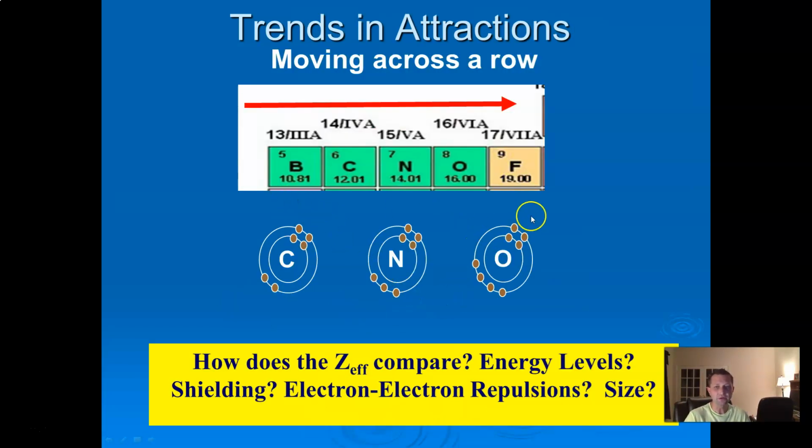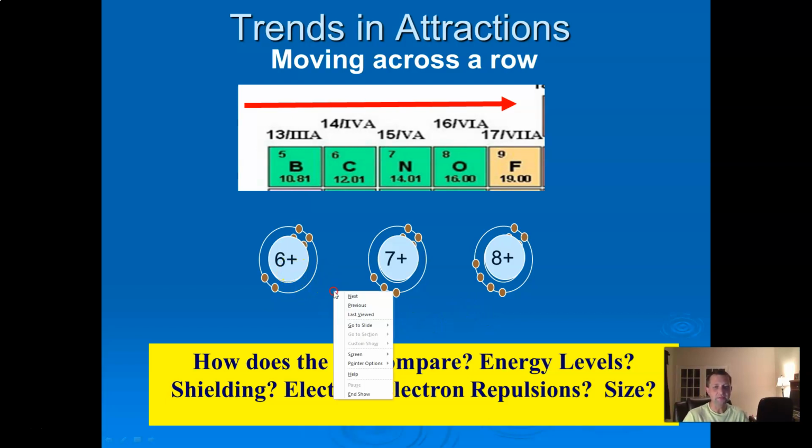Okay, so going across a row, let's take a look at this real quick. You have carbon, nitrogen, and oxygen. How does the Zeff compare for these? Let's figure it out. To figure that out, you need to know what Z is. Z is the number of protons. That is 6 minus something. Here it is 7 minus something, and here it is 8 minus something. Effective nuclear charge is nuclear charge minus shielding.